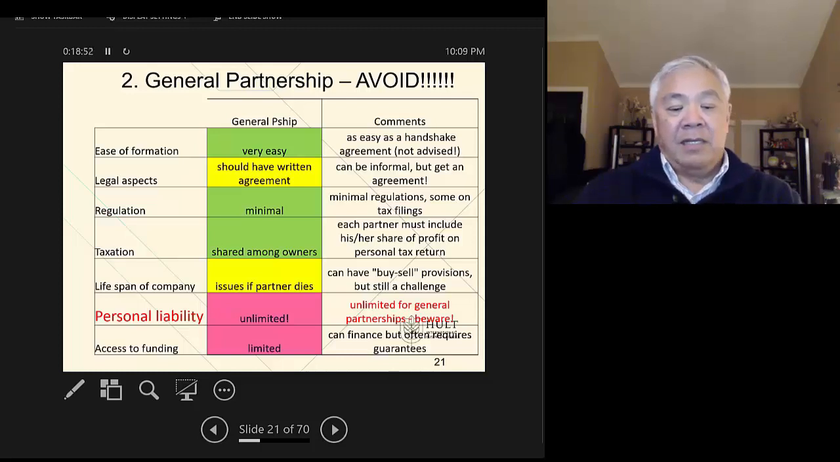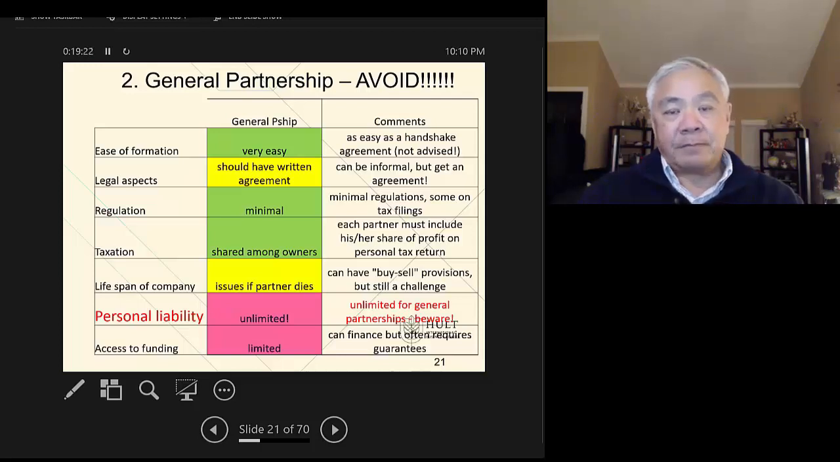And lifespan of company, it's again an issue because if there are two of you and one dies, then we have a problem, right? So this is one of the issues of partnerships, what happens if someone passes away or otherwise leaves the partnership. And a comment here is we could mitigate it by having buy-sell or other mechanisms in the event of a partner exiting. Personal liability, unlimited.